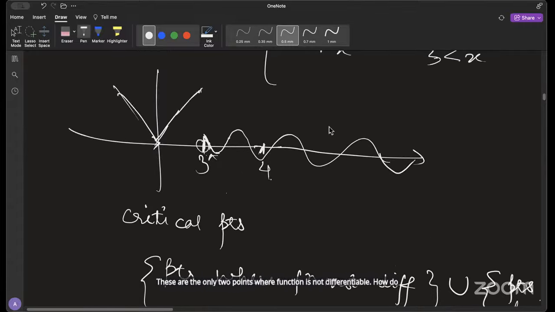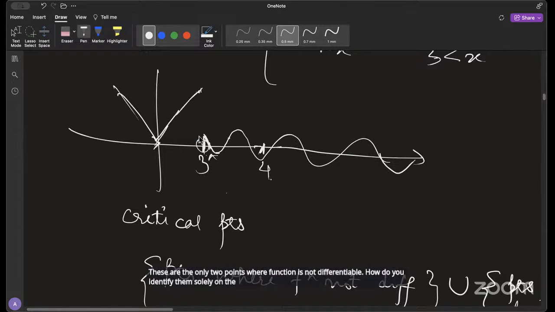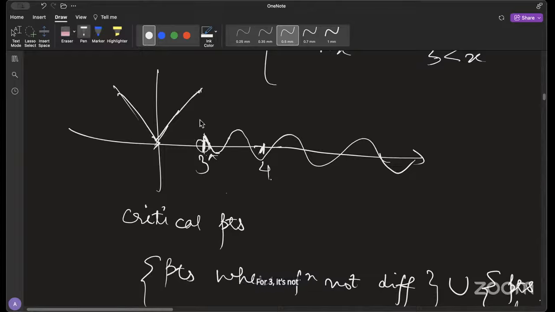How do you identify them solely on the basis of the graph? For 3, it's not even continuous here. Your function is not even continuous at 3, so it can't be differentiable here. And for the point 0, you have a sharp turn, a sharp corner here. That's why it's not differentiable. And mod x, we already know is not differentiable at 0.